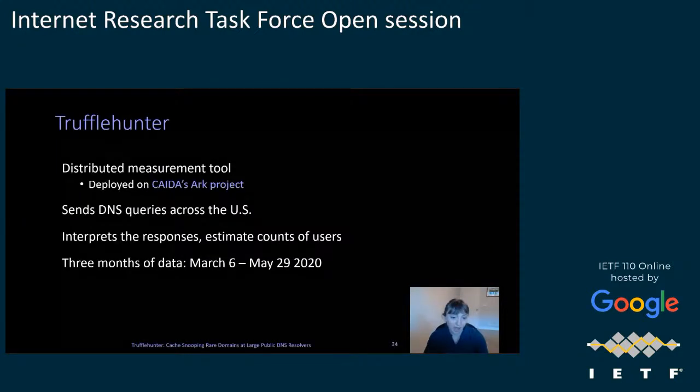When it gets the responses back, it interprets them according to our models to try and figure out how many caches were filled, and we go from there to estimating counts of users in some cases. We have 3 months of data, or did at the time we wrote this paper, from March to May in 2020.